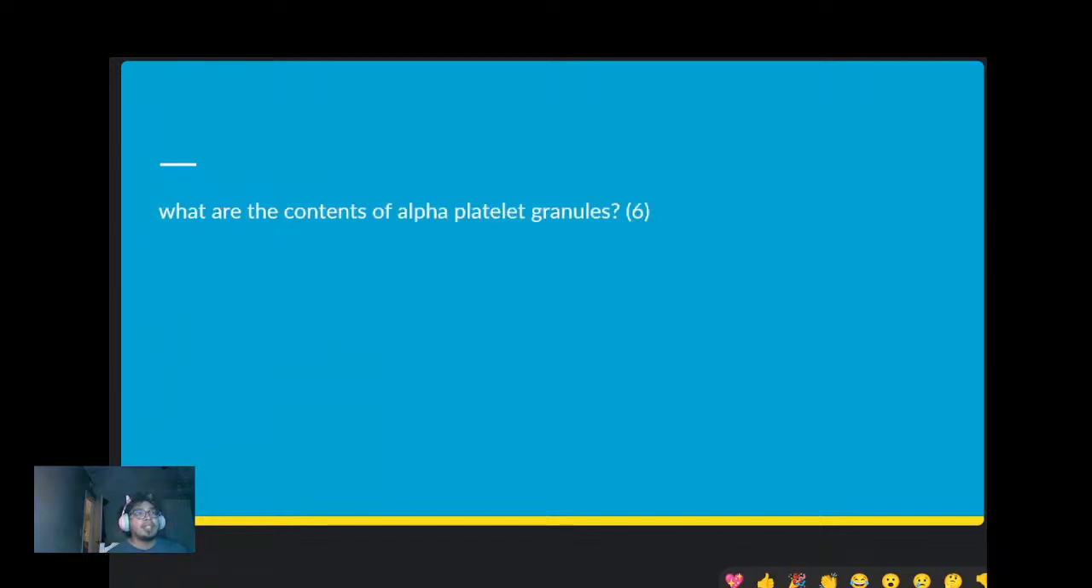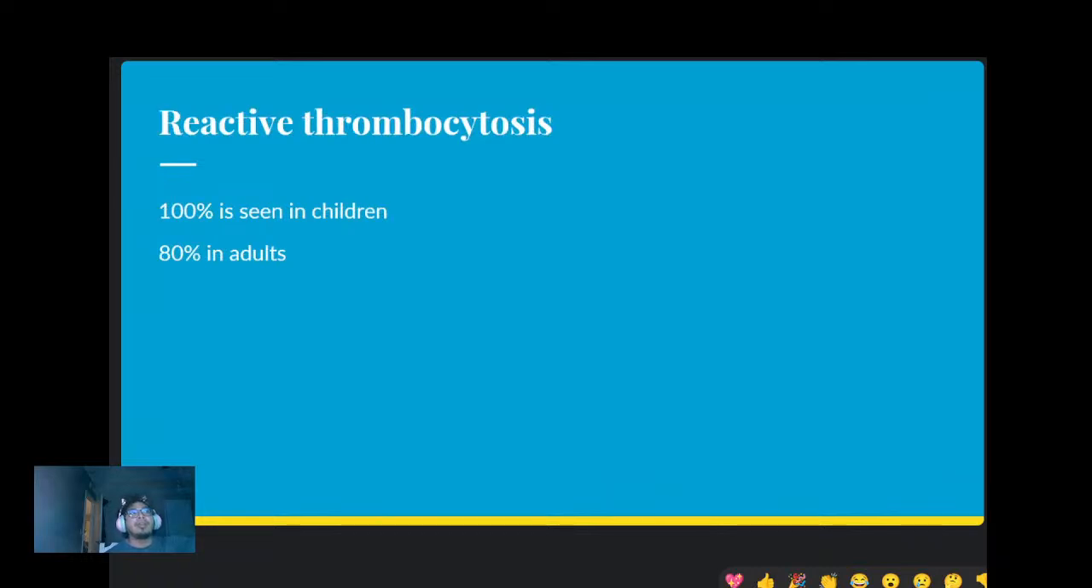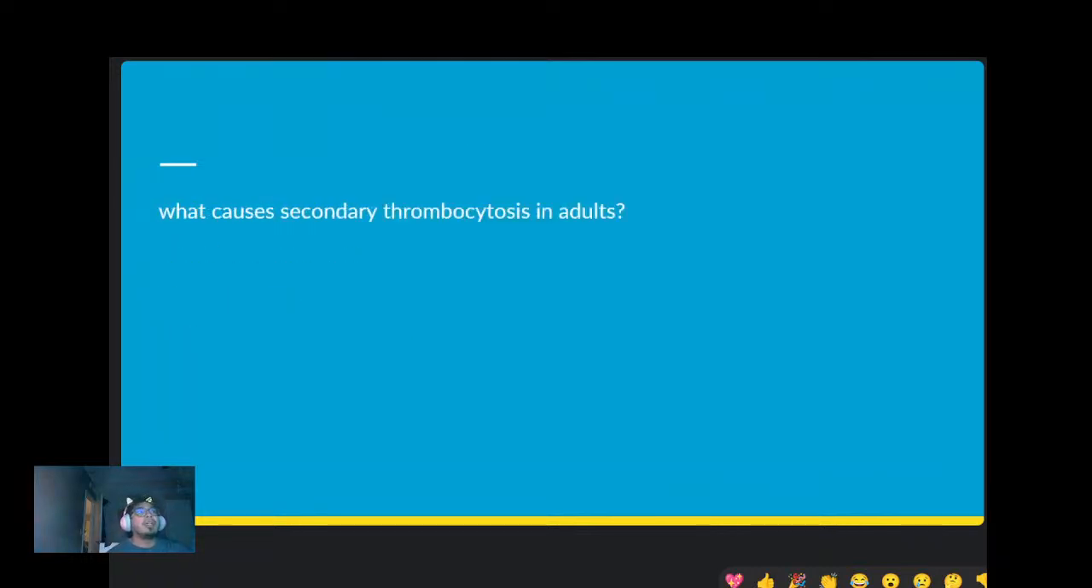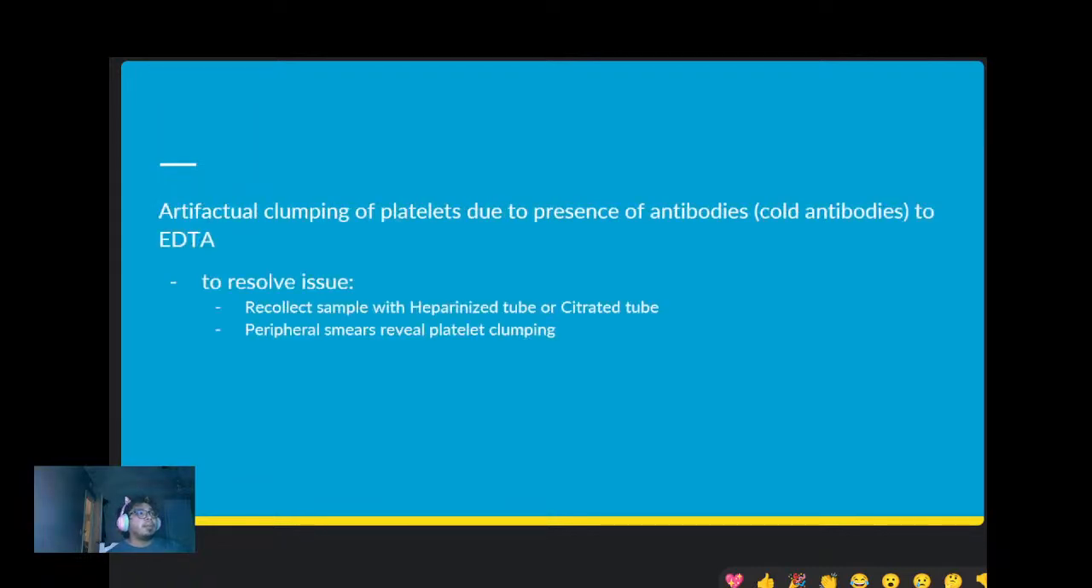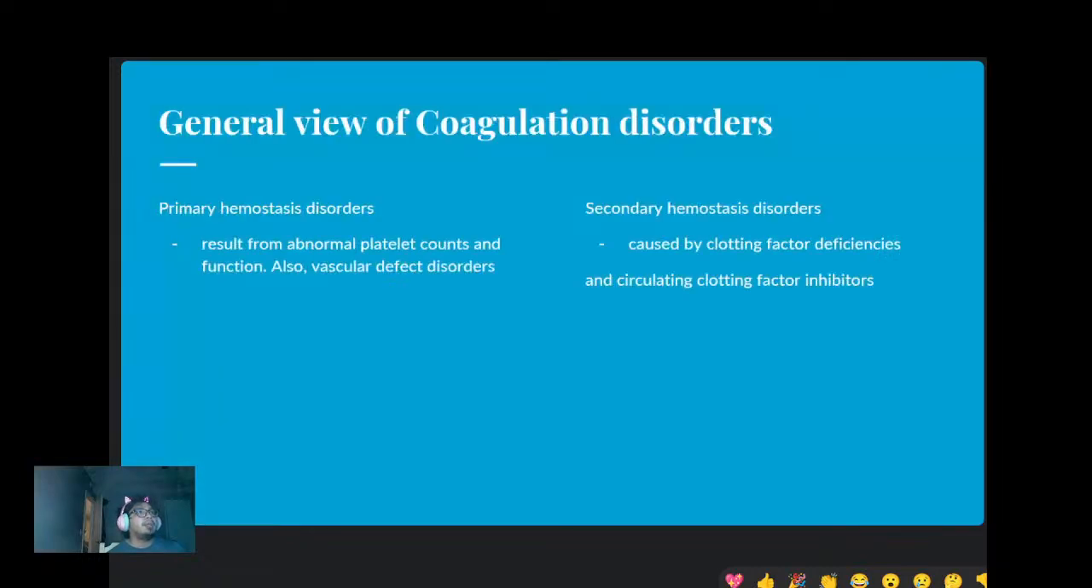Alright. Alpha granules, dense granules. You need to remember that one. What are the contents of the dense granules? Thrombocytosis, you need to know that also, essential and reactive. Alright. Let's go down at the very, very bottom. Keep going. There we go.